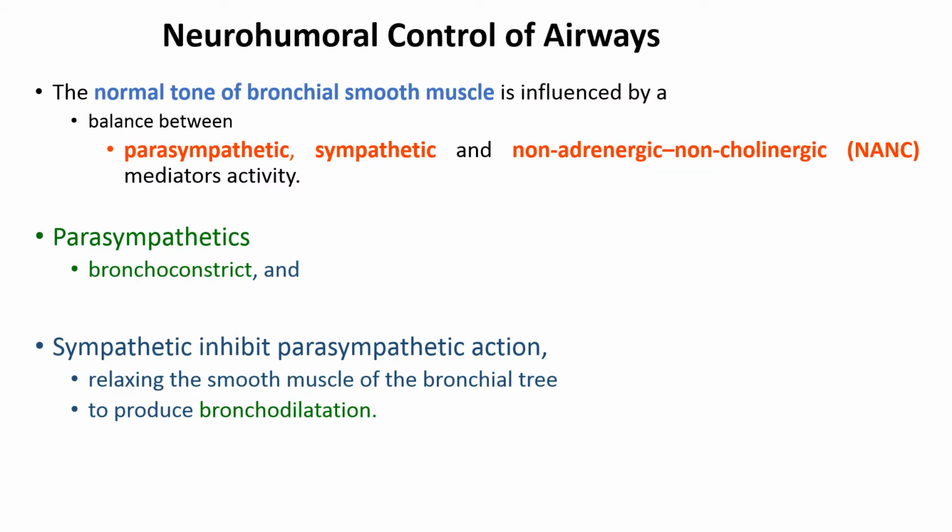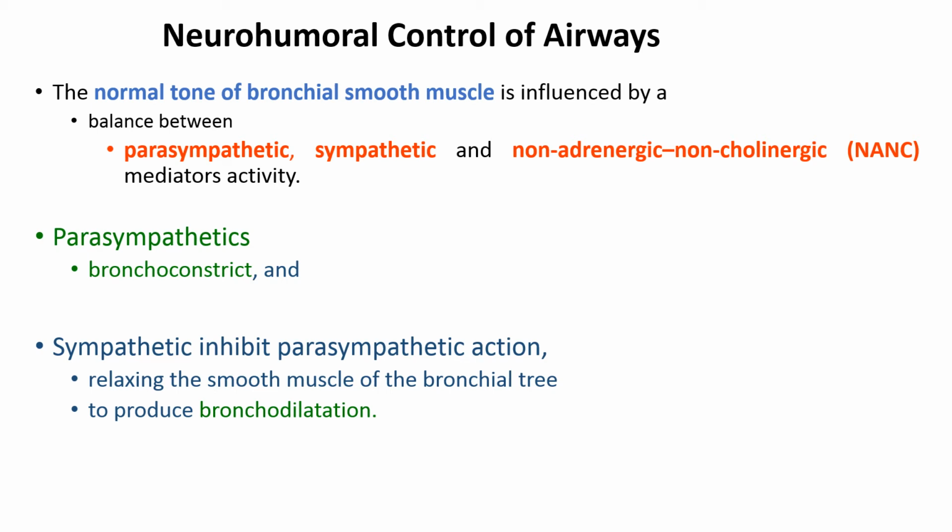Now before understanding a little bit more about selective beta 2 agonistic drugs, let us just understand the physiological aspects, or the neurohumoral control of airways. The normal tone of bronchial smooth muscle is basically controlled by the balance between parasympathetic and sympathetic tone. The third factor is non-adrenergic, non-cholinergic activity, but we will focus on these two aspects, parasympathetic and sympathetic.